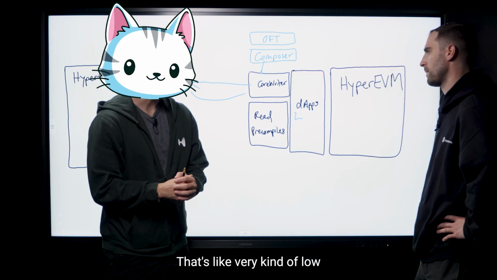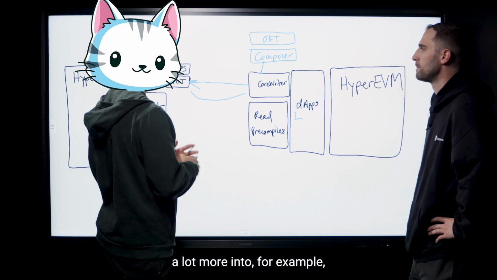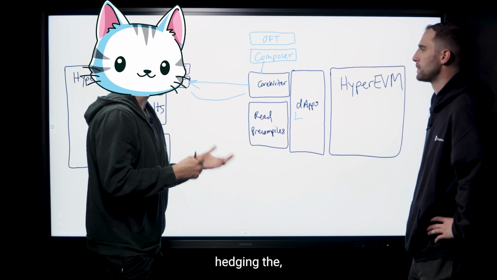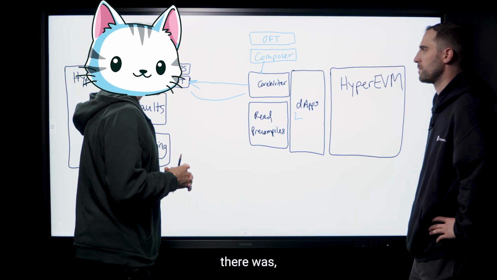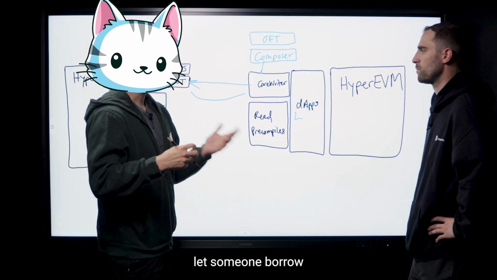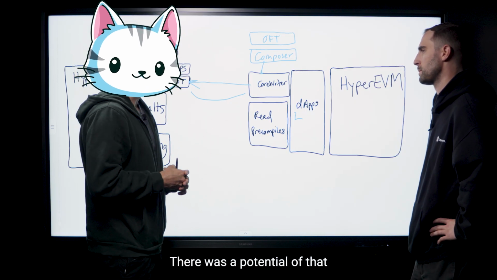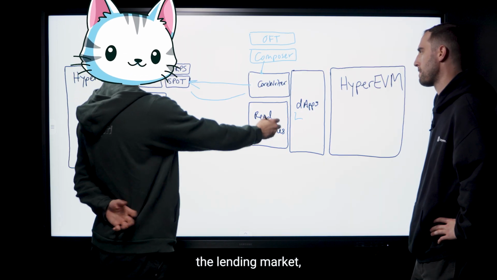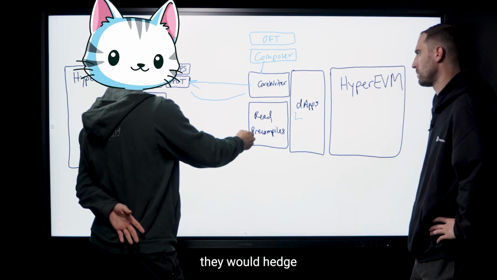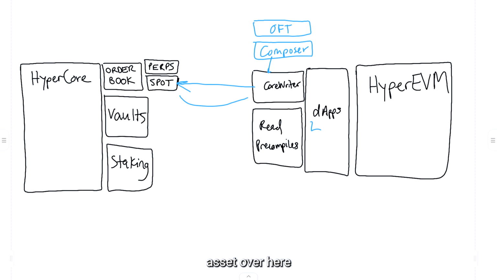That's very low hanging fruit of just tapping into liquidations, but then lending markets can expand a lot more into, for example, hedging the assets that they control. We've seen in the past a lending market that let someone borrow a lot of funds against a semi-illiquid asset. There was a potential of that lending market incurring bad debt. So in this case, instead of just liquidating, a lending market would hedge their position. They can have a smart contract that hedges an illiquid asset over here, uses the perps component, and has a short.